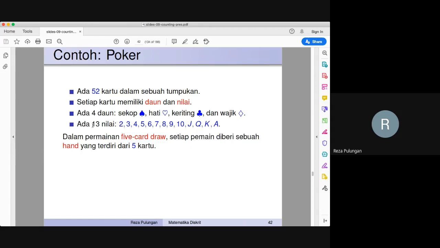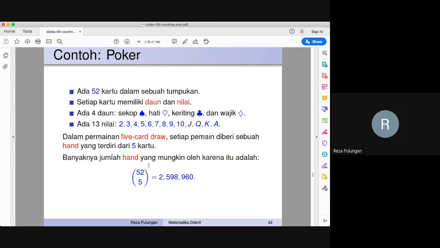Well, there are 13 ranks starting from 2, 3, 4, 5, 6, 7, and so on until Jack, Queen, King, and Ace. So in 5-card draw, so that means you have a poker 5-card draw. You just draw 5 cards. Every player is given a hand that contains 5 cards. So how many possible hands are there?